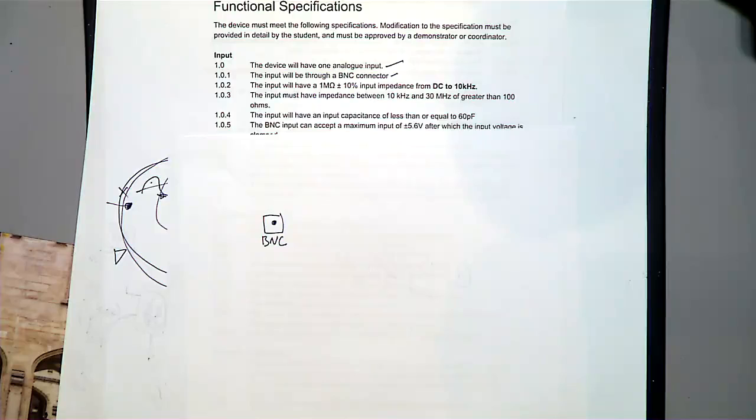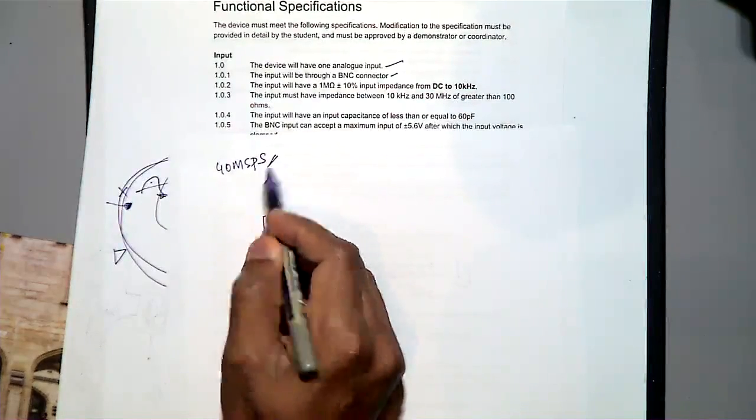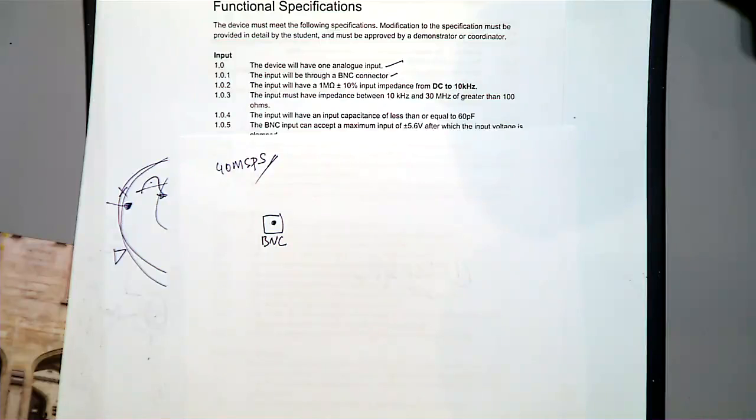So we said that when we talk about a DSO, some people ask what the cutoff frequency is, or some people will ask what the sampling rate is. Most of the time for a DSO, people use the latter, the sampling rate. So in your case, if you read the design specification, you have to design a DSO with a maximum sampling rate of 40 mega samples per second. So I will write here: 40 mega samples per second. Most of the time they will say sampling rate.